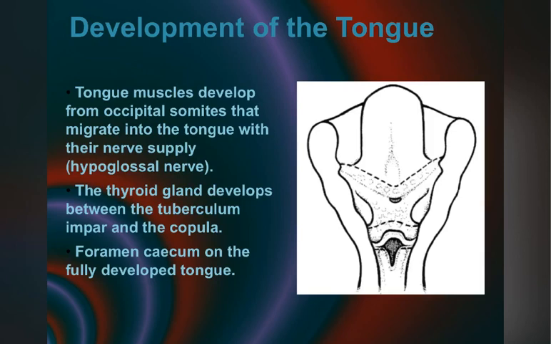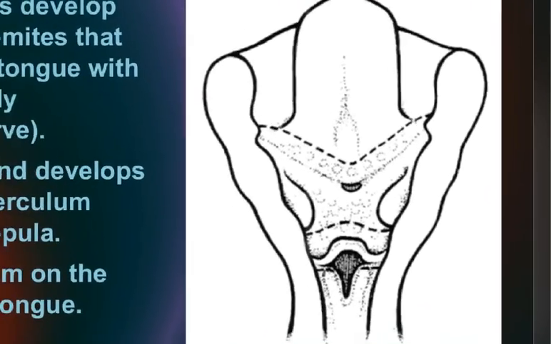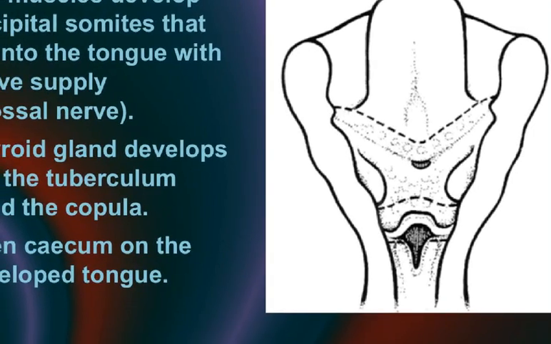Tongue muscles develop from occipital somites that migrate into the tongue with their nerve supply, hypoglossal nerve. Thyroid gland develops between the tuberculum impar and the copula, foramen cecum on the fully developed tongue. Okay, let's explain that. Here is foramen cecum.